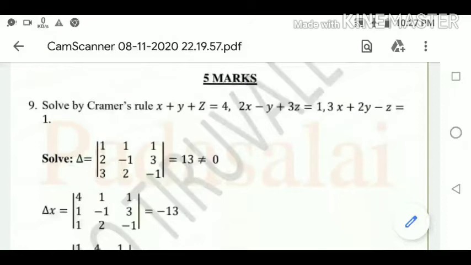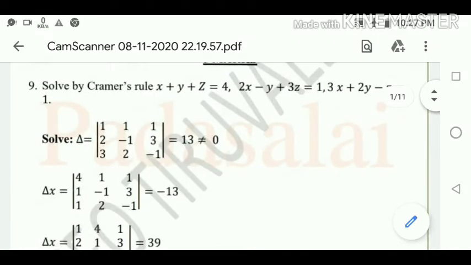So practice it. In the previous class, we revised the short answer and very short answer questions in the first chapter and second chapter. Today we are going to revise the 5 marks questions in the first chapter. The first 5 marks question: solve by Cramer's rule, x plus y plus z equal to 4, 2x minus y plus 3z equal to 1, 3x plus 2y minus z equal to 1.